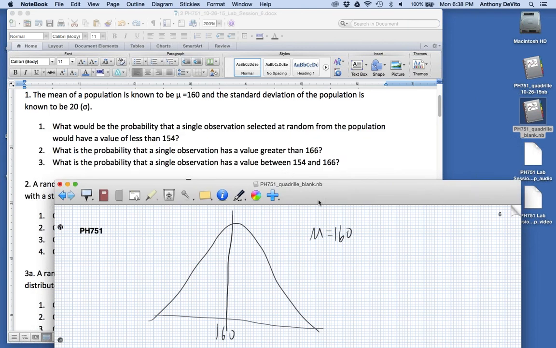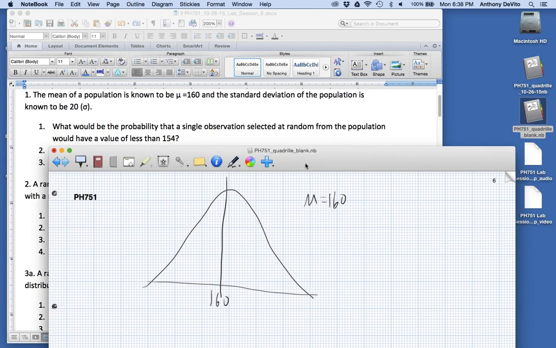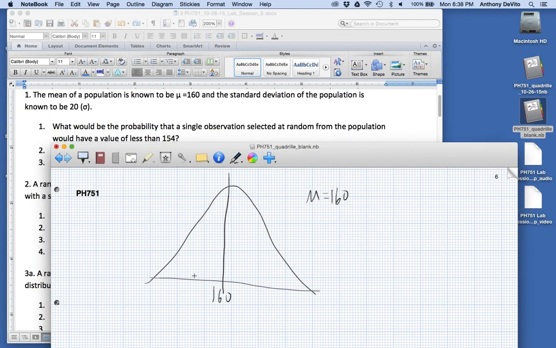We're interested in the percentage of the population that's below 154, or another way of stating it, what's the probability that we would select someone randomly from this population that's under 154? Maybe this is weight or something like that. Okay, so we want to know what percentage of this distribution is below 154. Well, if we want to do it with a formula, we can see this is 6 below, and the standard deviation is 20.